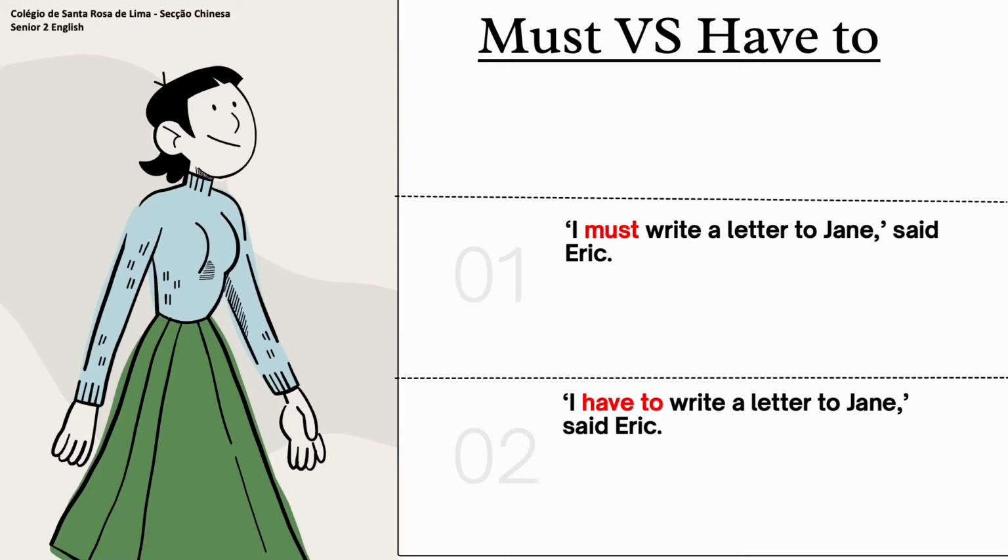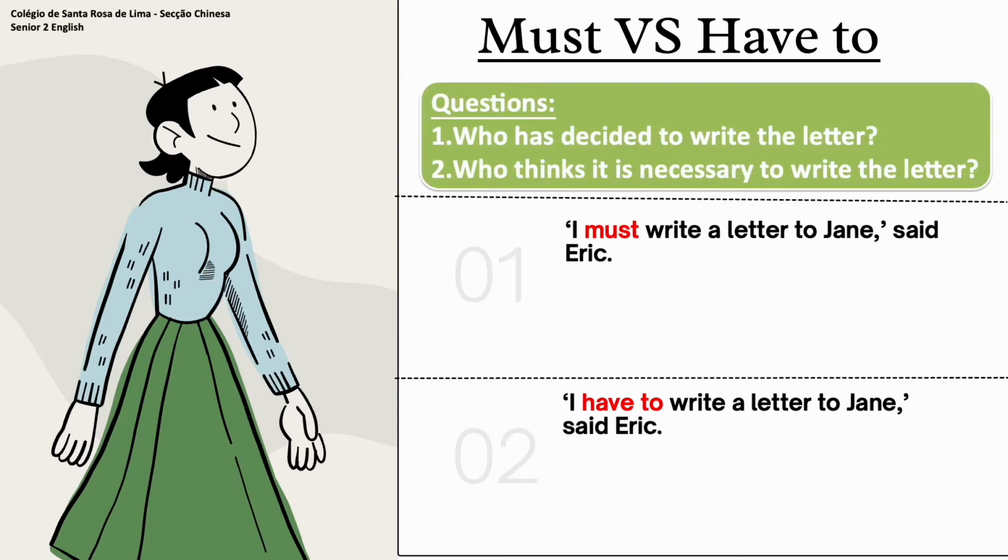Girls, I want you to compare these 2 sentences and think about these 2 questions. The first question, who has decided to write the letter? The second question, who thinks it is necessary to write the letter? In the first sentence, it is Eric who has decided to write the letter, and it is also Eric who thinks it is necessary to write the letter.